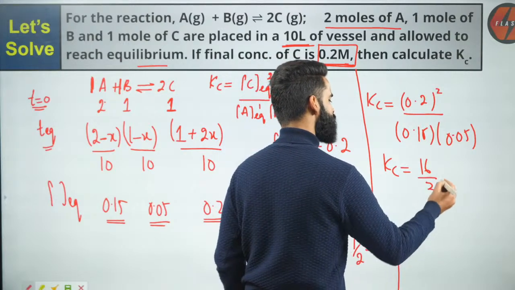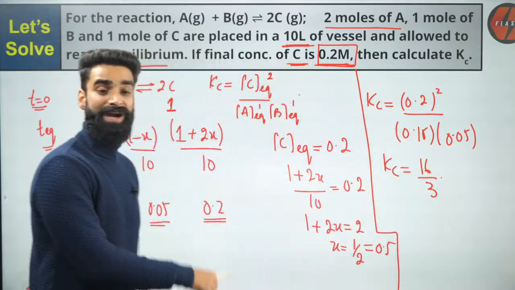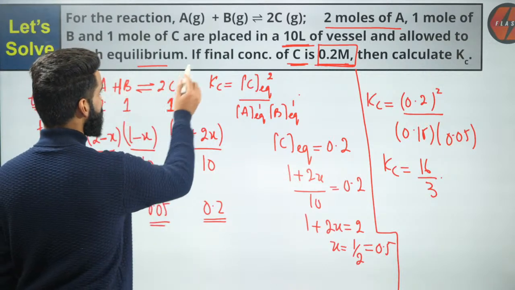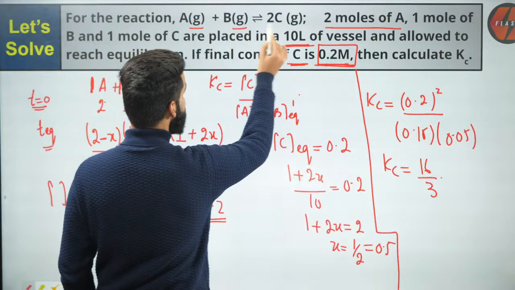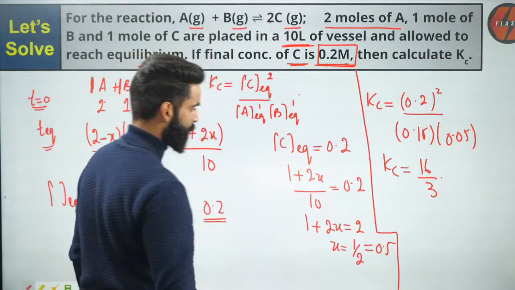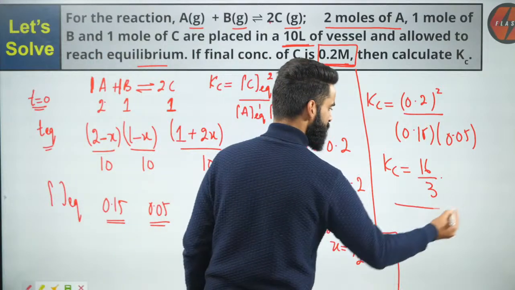Now people, if I want you guys to write the units of Kc, what do you think? First of all, what is the value of delta Ng for the reaction? This is in gaseous form, this is in gaseous form, this is gaseous form. So 2 minus 1 plus 1, 2, 2 minus 2 is 0. So it is going to be unitless.